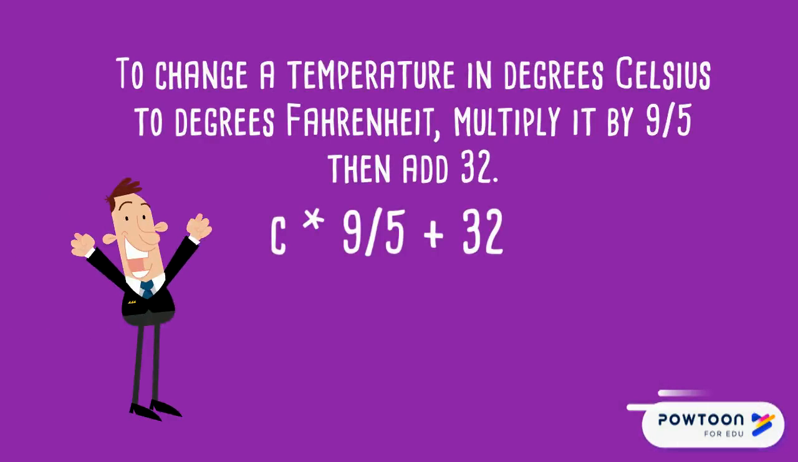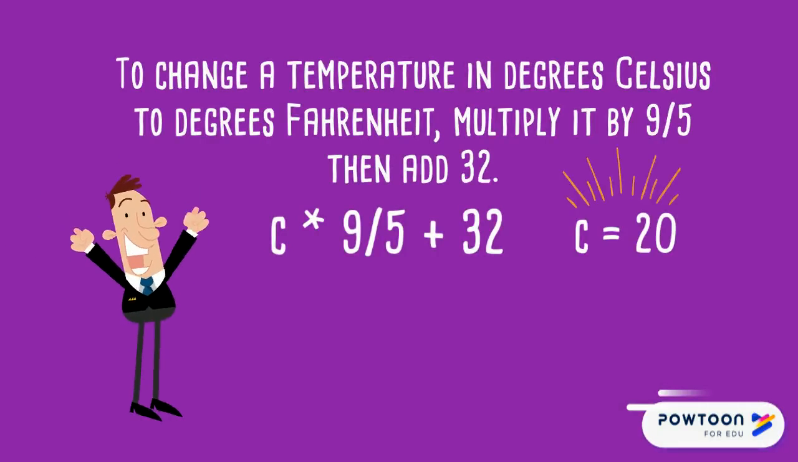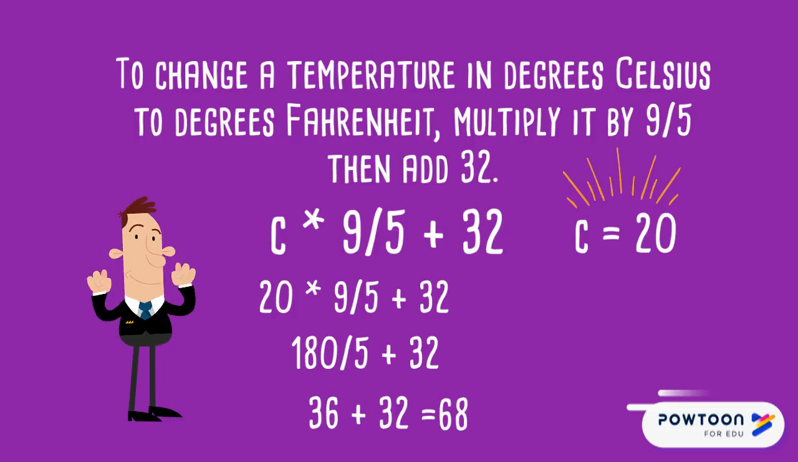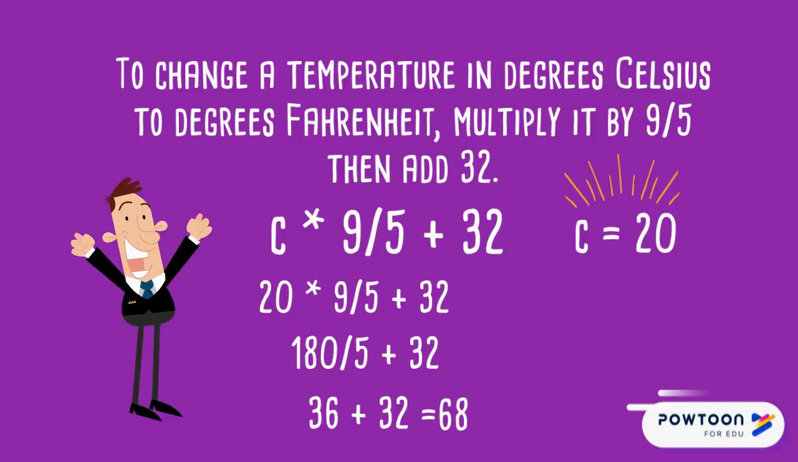Let's say that the temperature I was trying to convert was 20 degrees Celsius. I would plug that 20 in where my C is in my expression. So that would be 20 times 9/5 plus 32. Then I just need to follow the order of operations. I would multiply first and then add. I would end up with 68 degrees.